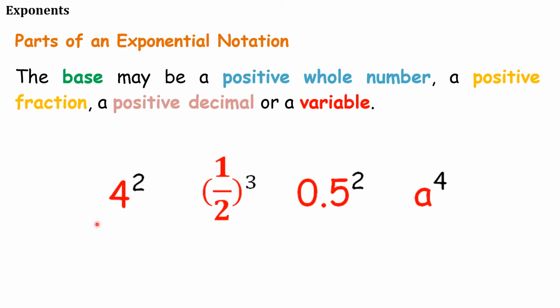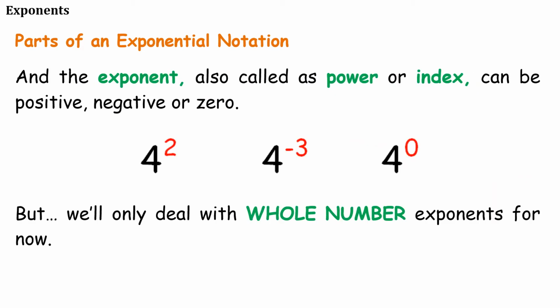Now we have a base. That base may be a positive whole number. It may be a positive fraction, a positive decimal, or a variable. And the exponent is also called power or indices. It can be positive, it can be negative, or it can be zero. But for the purpose of this presentation, we're going to stick to whole numbers and positive powers.